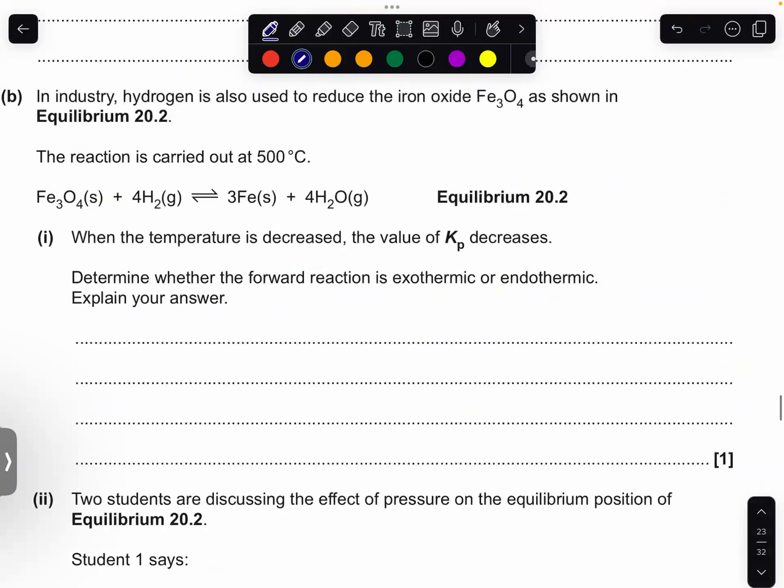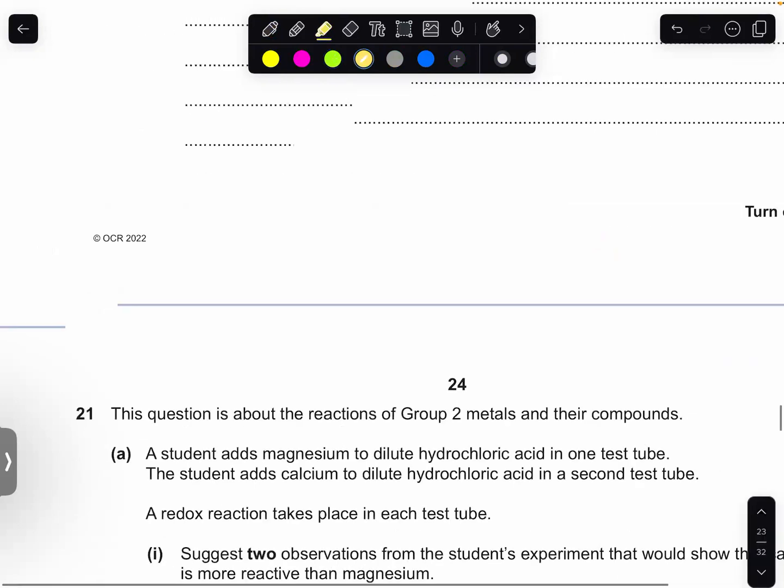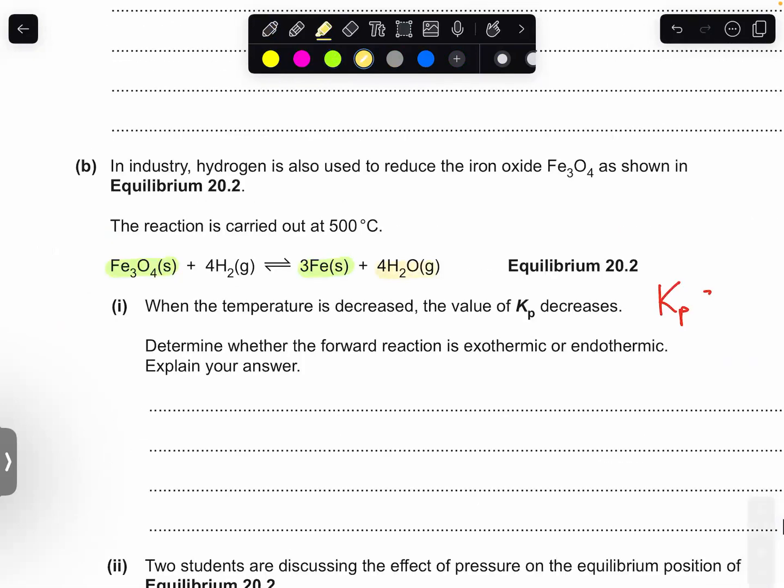You've got another separate question here on equilibria. It says when the temperature is decreased, the value of Kp decreases. Now, Kp is to do with partial pressures, and it's going to be products over reactants, but we will not use the solids. We will only use the gases. Solids and liquids are not used in a Kp expression.